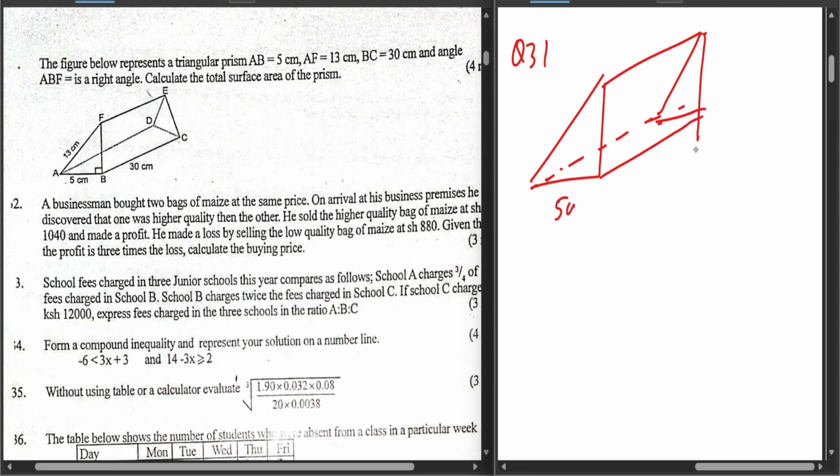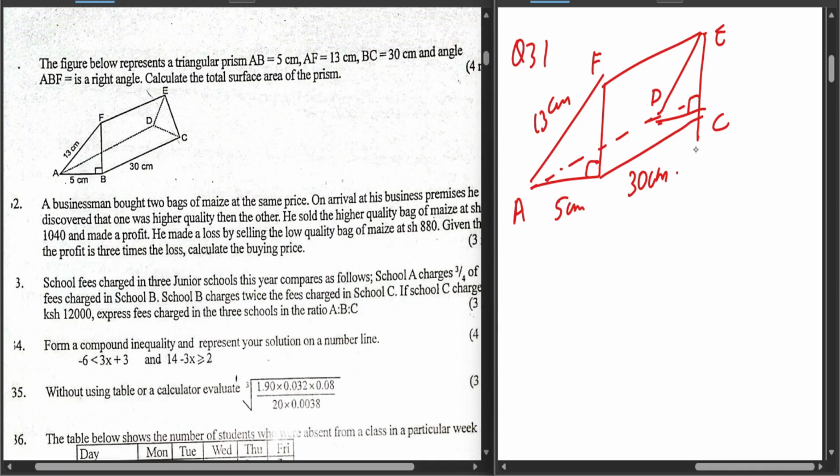And we know that this is 5 centimeter, this is 13 centimeter, this is A, this is F, D, C, and E. So this is 30 centimeter. So calculate the surface area of the prism. So this is a right angle triangle. So how do you find the area of this triangle?